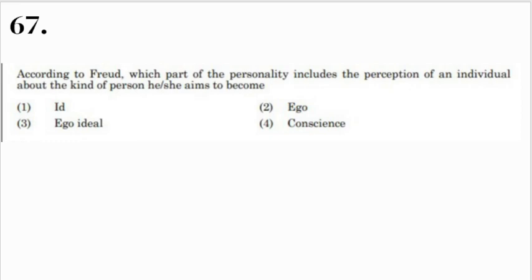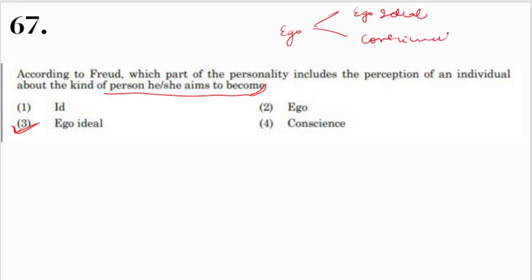Okay, very well done everyone. Yes, ego ideal will include the kind of person that the person aims to become, and ego also has another function which is conscience. So ego has two parts, ego ideal and conscience of the individual.